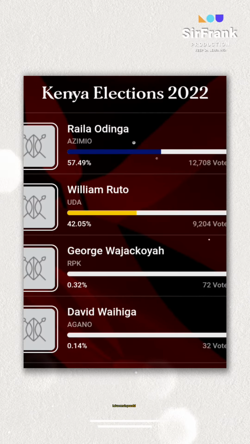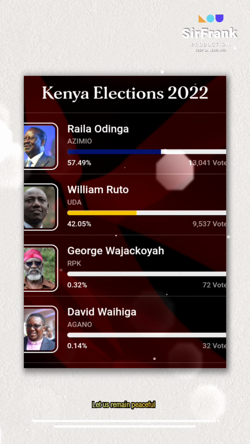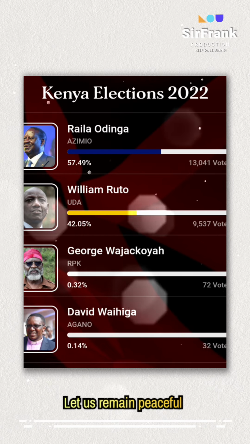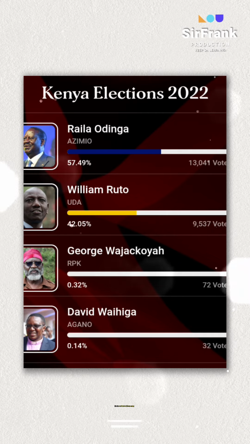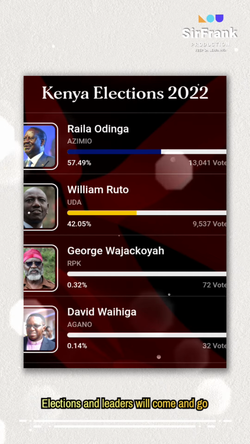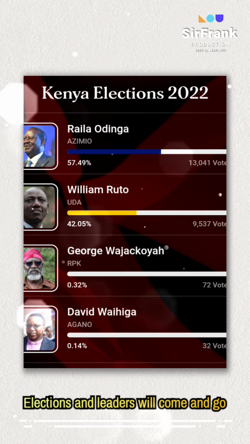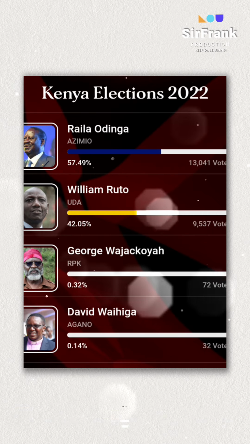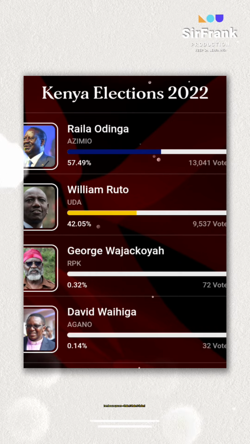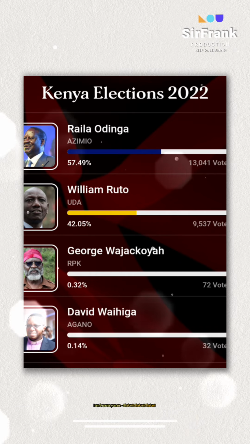Now you land on this page. It is run by Nation. You will see Kenya Elections 2022. Right now it is 2 minutes past 8 p.m. I can see Azimio, that's Raila Odinga, is having 57.49% of the votes cast.